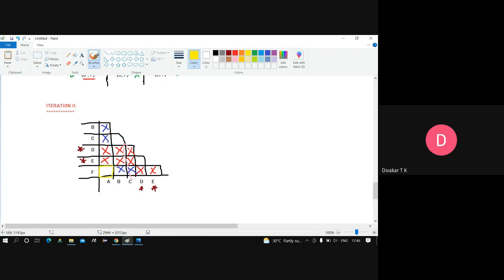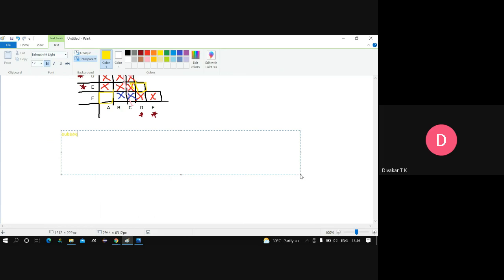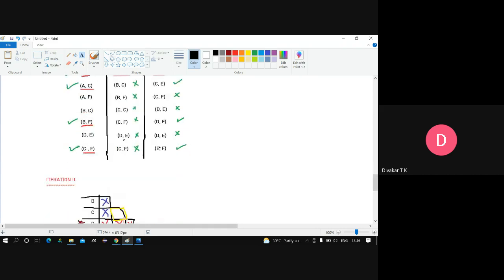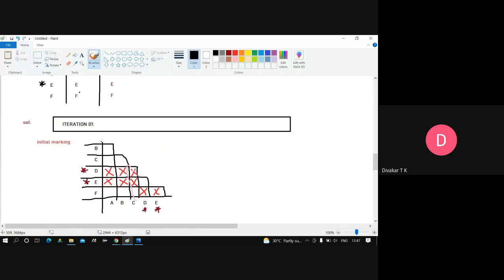This is an empty cell. This is an empty cell. This is an empty cell. So you have to continue the iteration. Subsequent marking. Great. Okay. So now in the subsequent marking, again, what are the empty cells there? 3 empty cells.